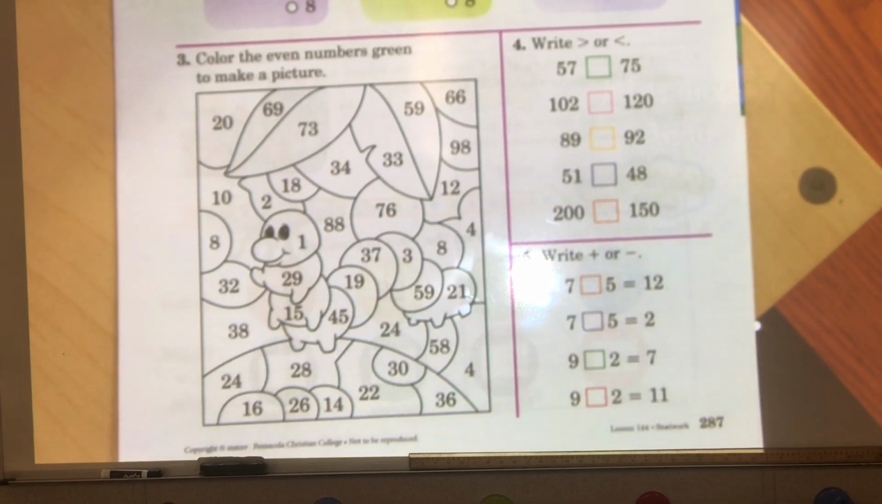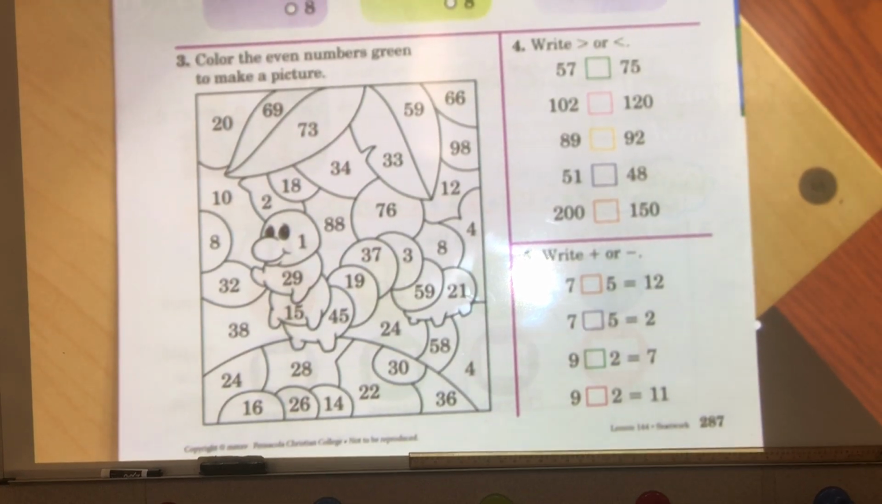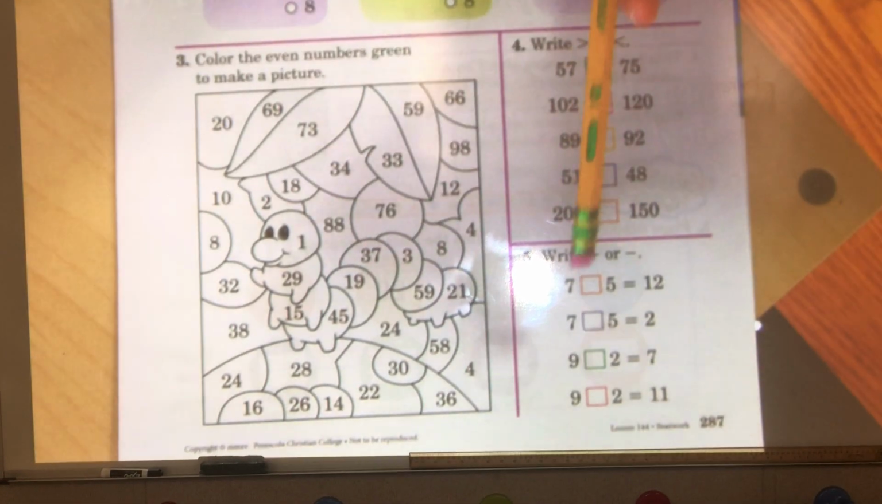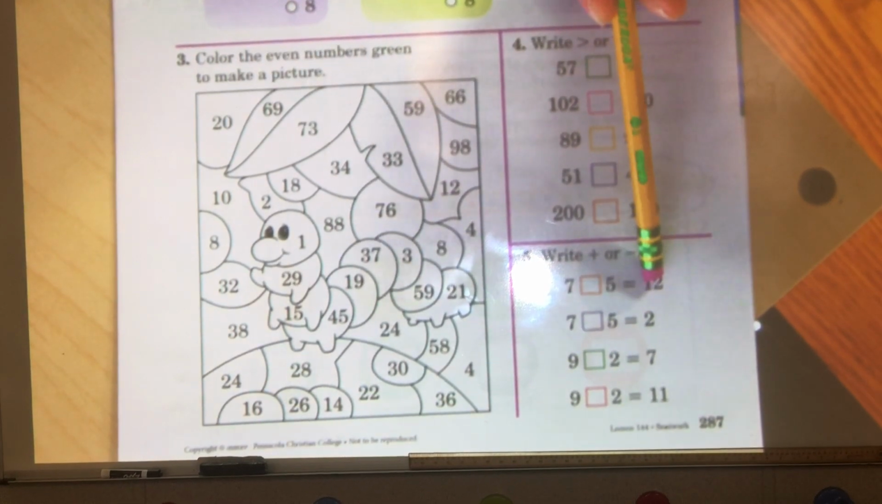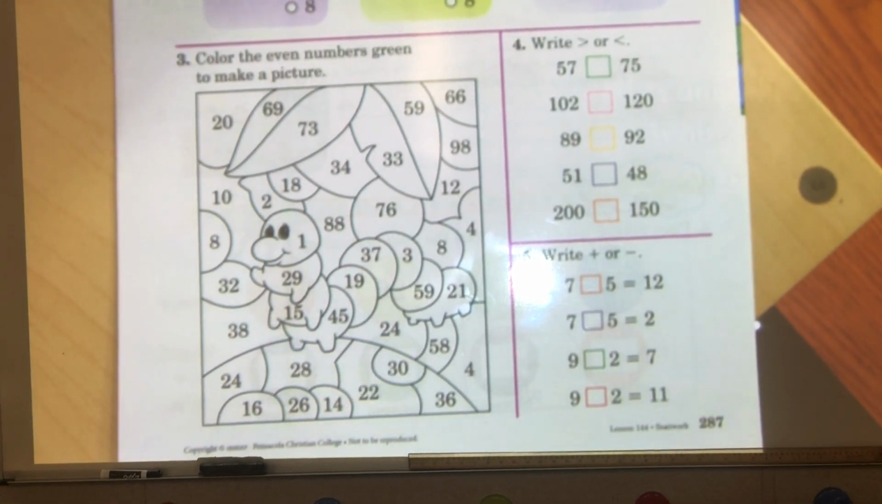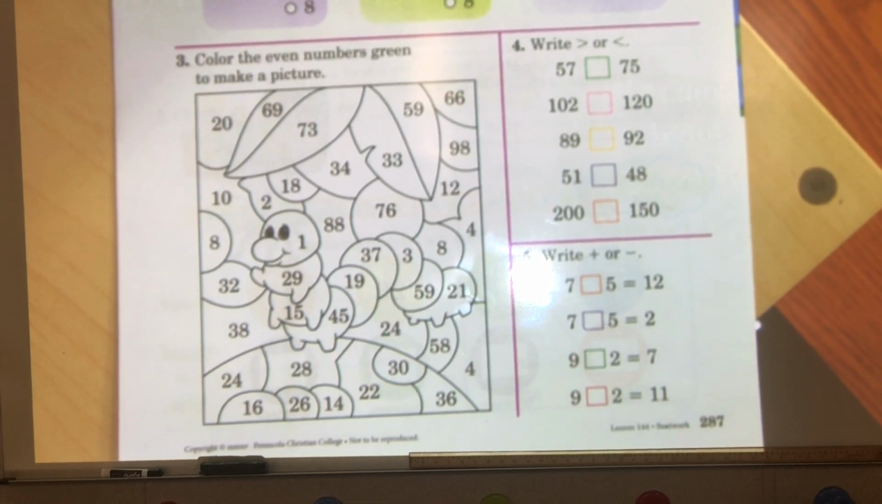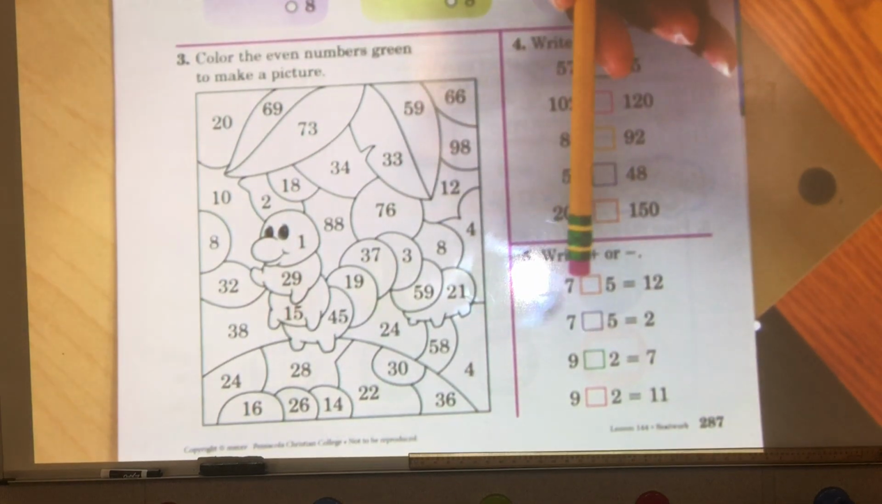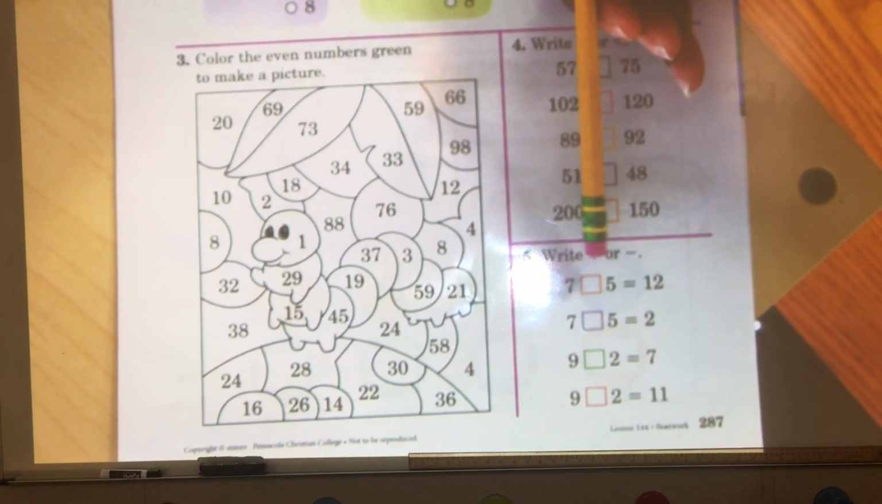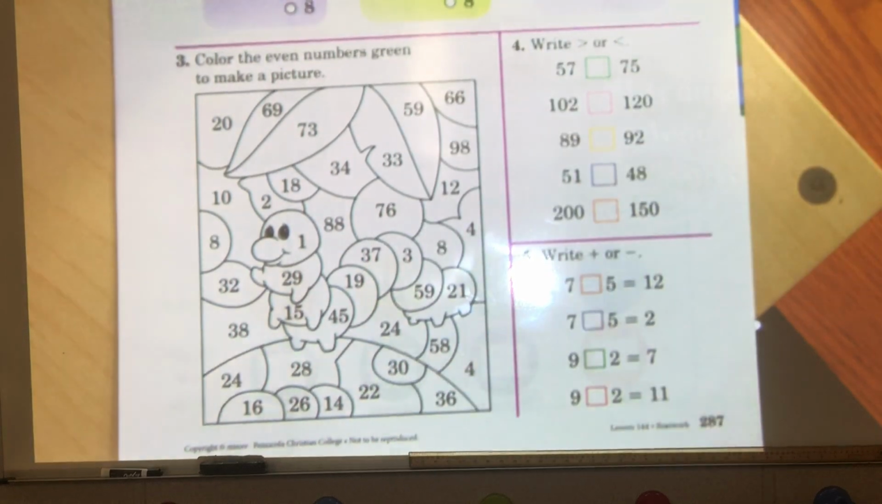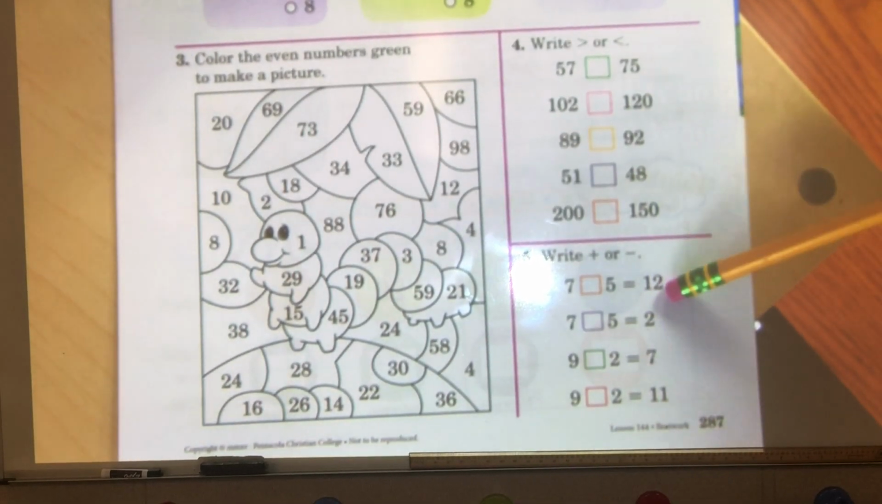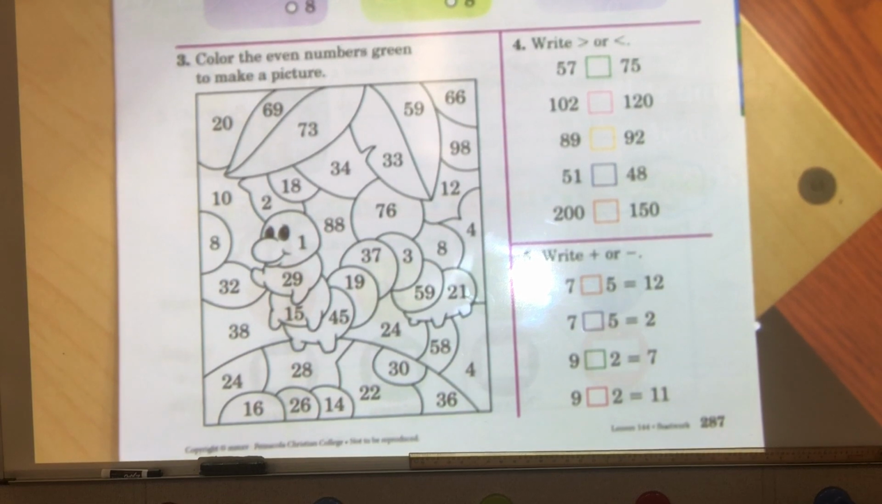Now let's take a look at section 5. Write the addition or subtraction sign. You have the number 7 blank 5 equals 12. You need to ask yourself, are they adding or are they subtracting? So the answer will be 7 plus 5 equals 12. I know that it's adding because this number is more than 7 and 5. If the number was less than 7 and 5, then we could tell that it is subtracting.